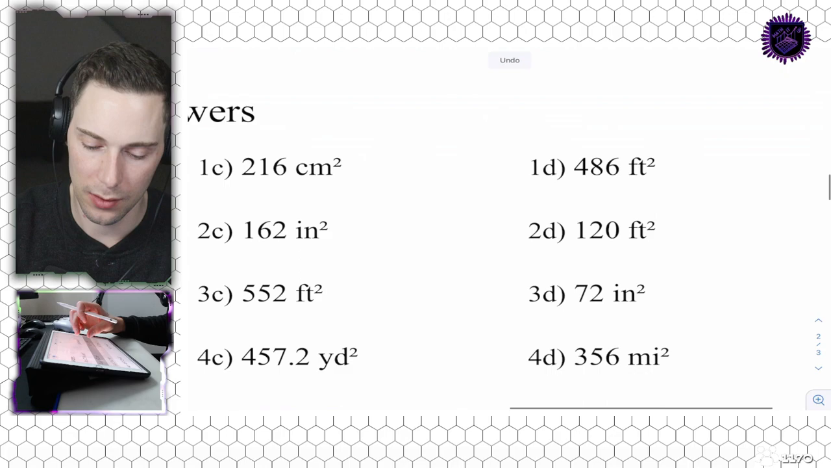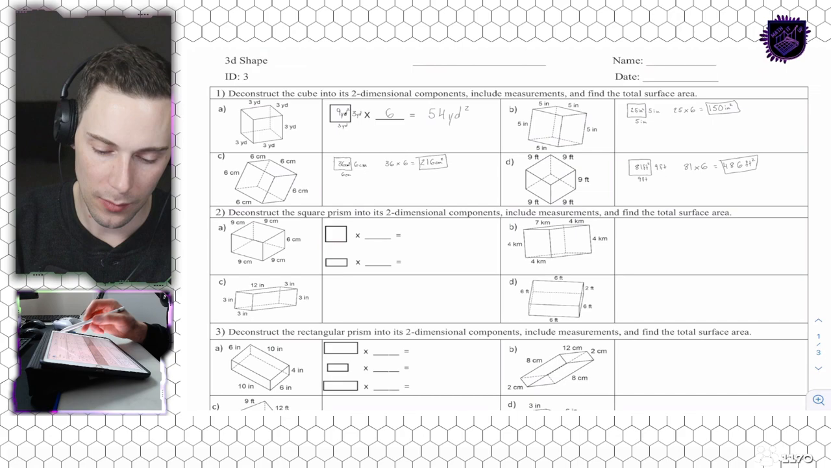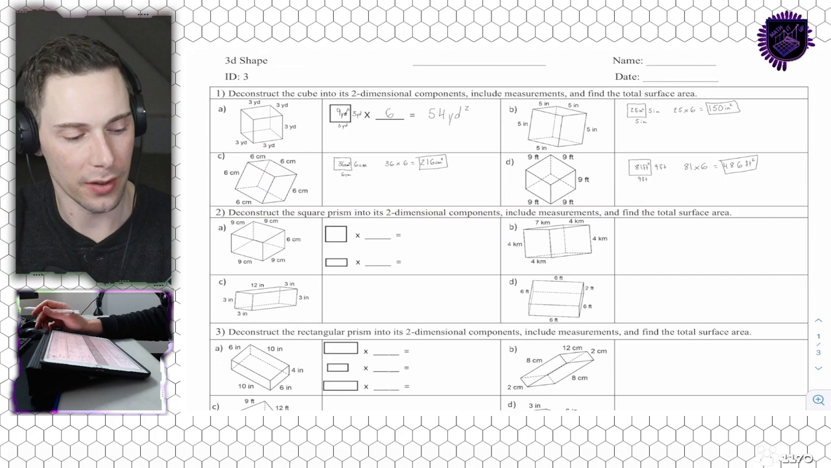Off to the next one. This is deconstruct the square prism. It says deconstruct the square prism to find the total surface area.